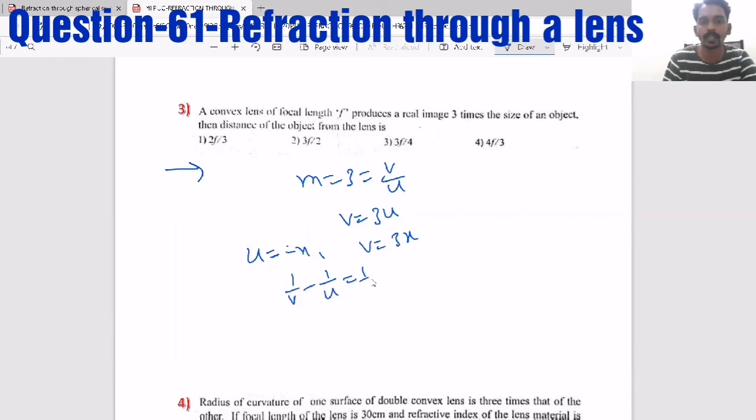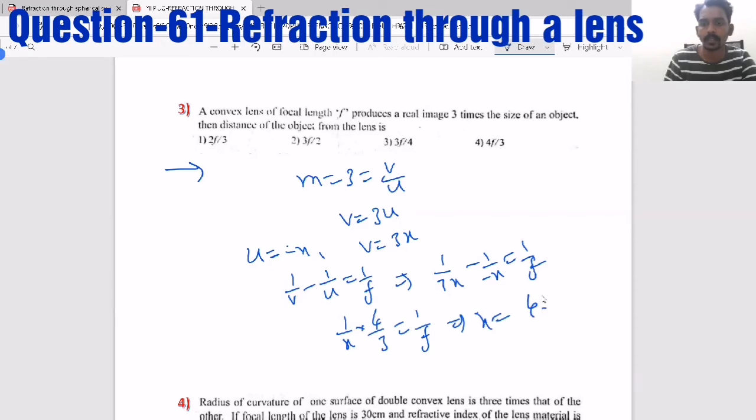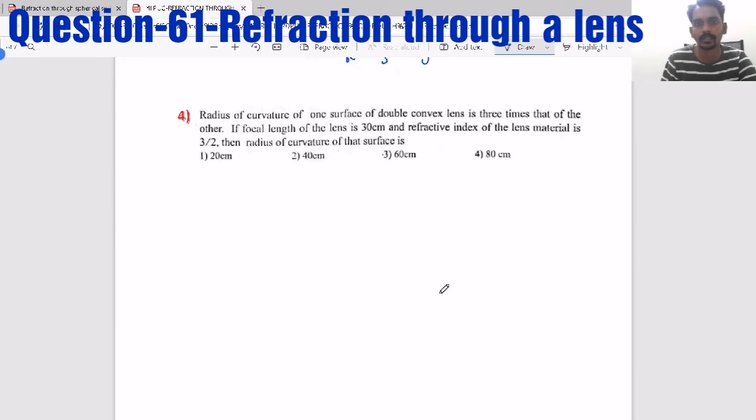Now our formula is 1 by V minus 1 by U equals 1 by F. So 1 by 3x minus 1 by minus x equals 1 by F. Minus of minus is plus, so 1 by x into (1 by 3 plus 1), which is 4 by 3, equals 1 by F. So the x value, after cross multiplying, becomes 4F by 3. This is the distance of the object, the U value. If they ask the image distance, then V equals 3 times x. Like that, based on the lens maker's formula, they can ask questions with or without including magnification.